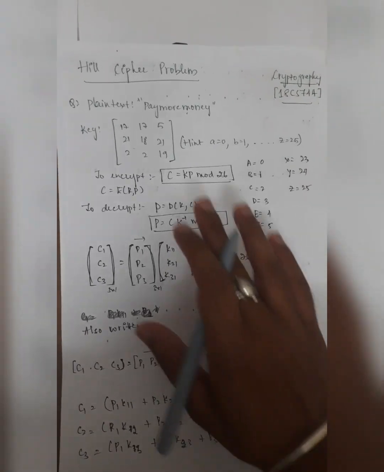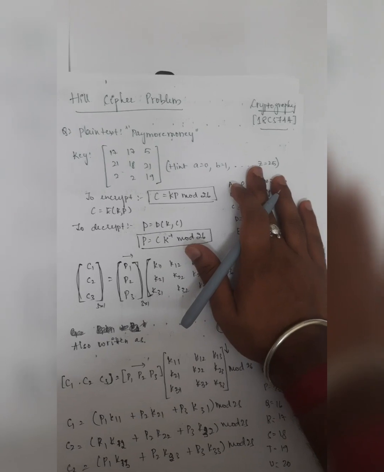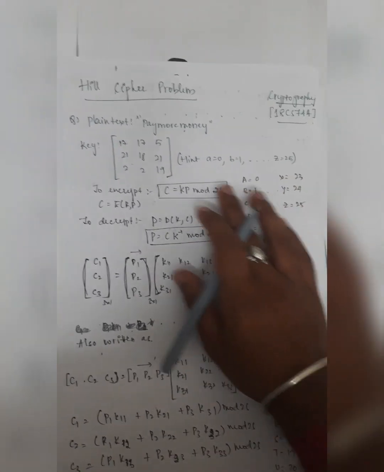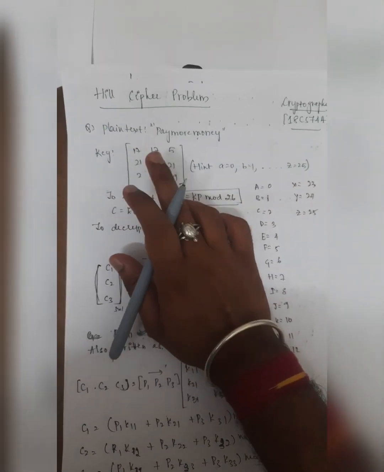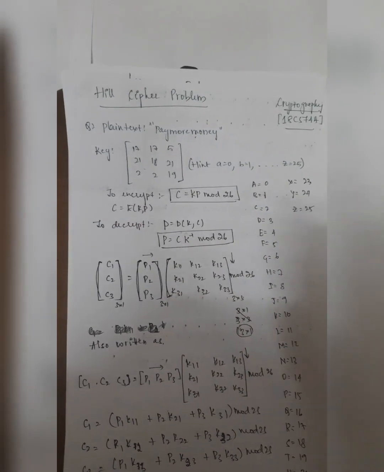Hello. Today we'll be learning about the Hill cipher problem in cryptography with the code 18CS744. The question gives only two things: one is your key and there is a plain text called "pay more money". So how to encrypt it?